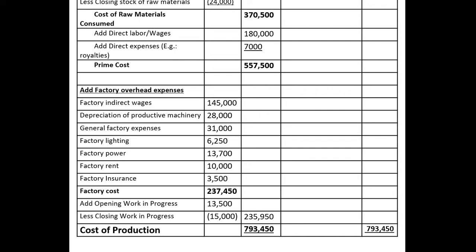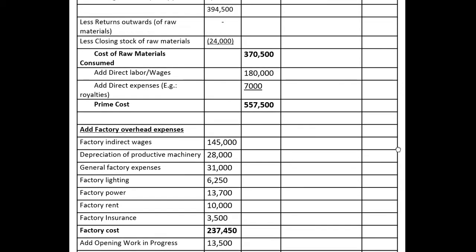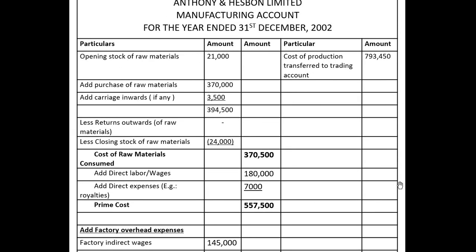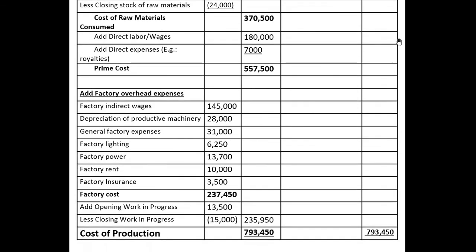Cost of production is transferred to the right hand side of the account for two main reasons. Number one is to help us balance off the account. Number two, the figure of cost of production will be used in the trading account.